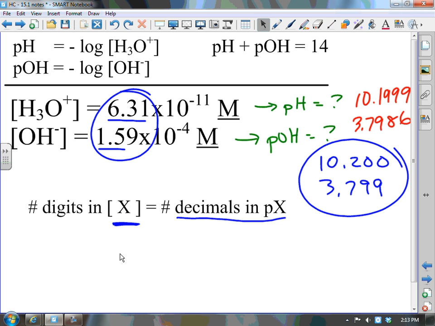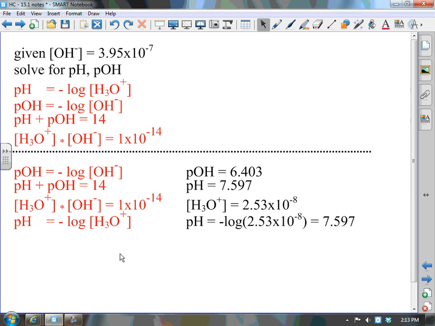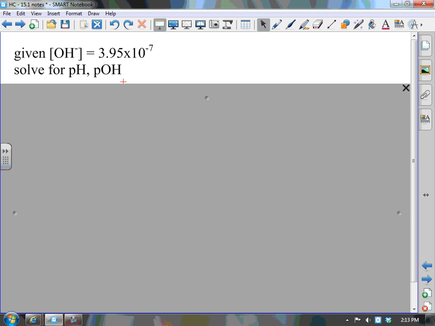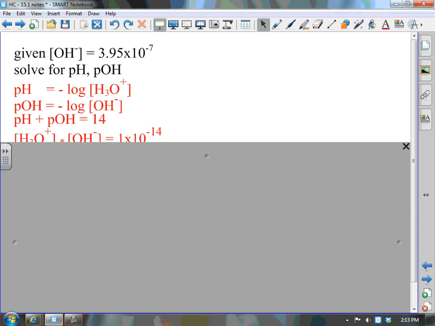Now, there's other things that we need to be able to do also just besides those. So we also need to be able to work the other direction. And we'll talk about that next. So here's the first thing. I want you to solve for the pH and the pOH given that concentration, 3.95 times 10 to the minus 7. I want you to find pH and pOH.